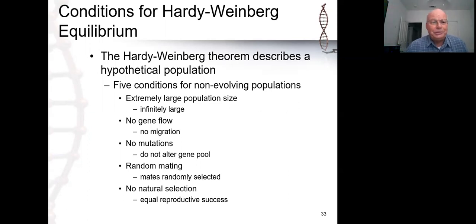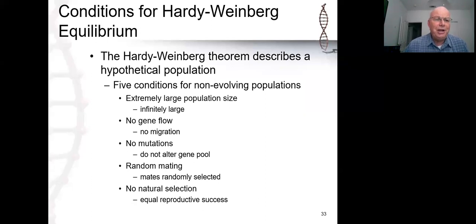Because when individuals leave a population, they take their alleles with them, which automatically changes the frequency of those alleles in the population that they're leaving. When they enter a new population, they bring their alleles with them, which again automatically changes the frequency of those alleles in the new population. And so in order for the allele frequencies not to change, there has to be no migration at all. There should be no mutations, because remember, mutations are the source of new alleles.